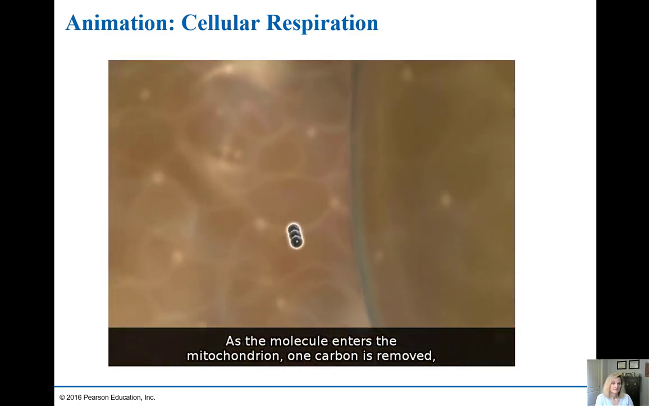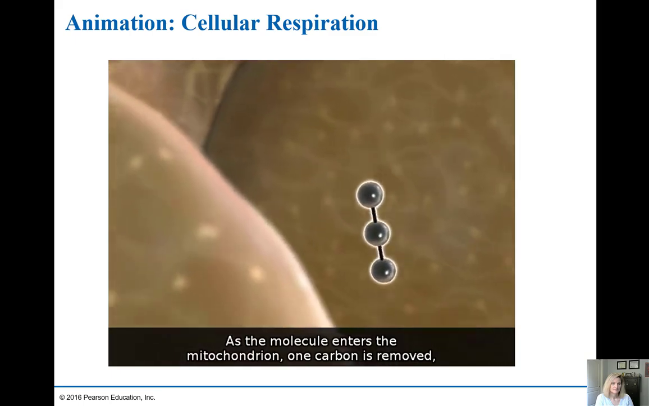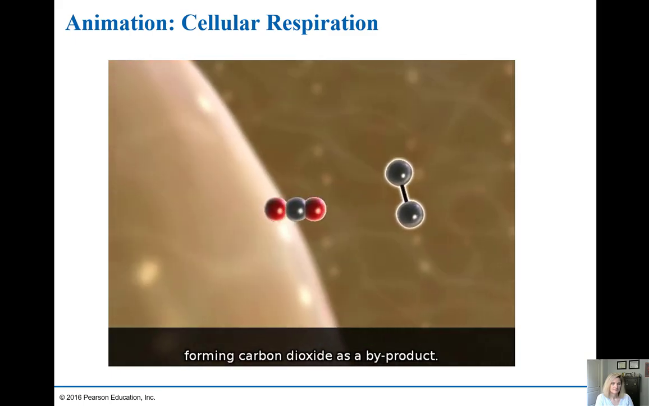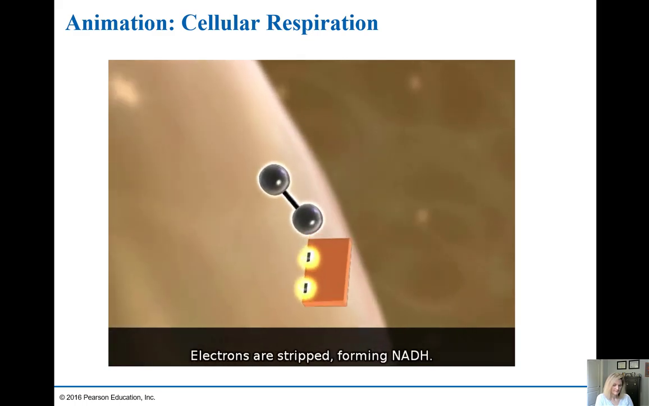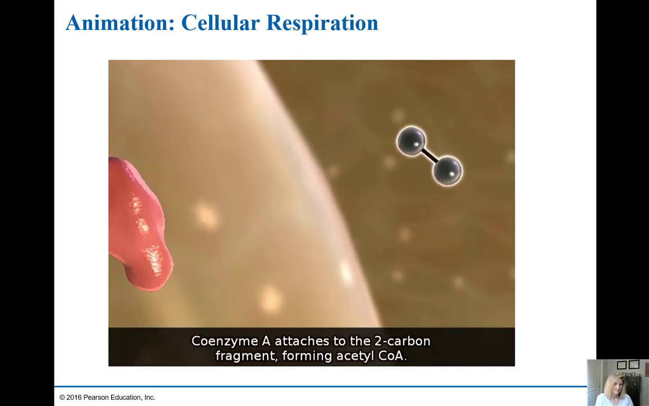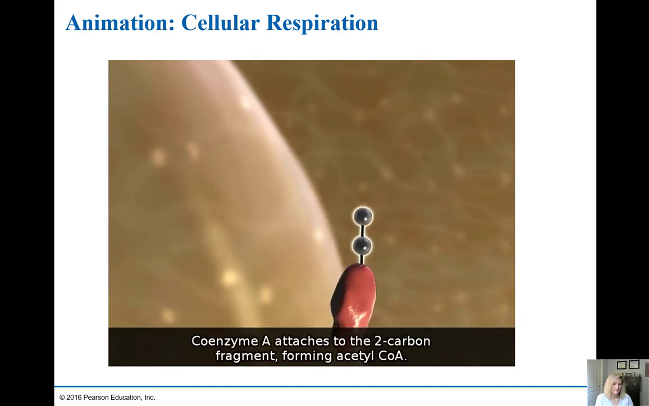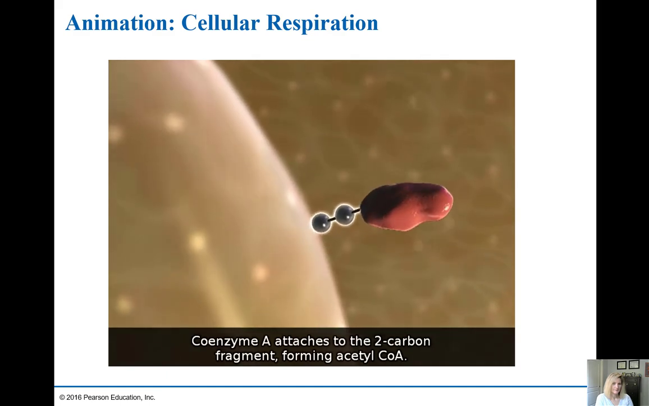As the molecule enters the mitochondrion, one carbon is removed, forming carbon dioxide as a byproduct. Electrons are stripped, forming NADH. Coenzyme A attaches to the 2-carbon fragment, forming acetyl-CoA.